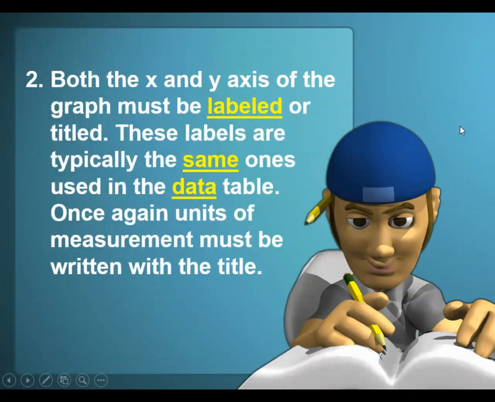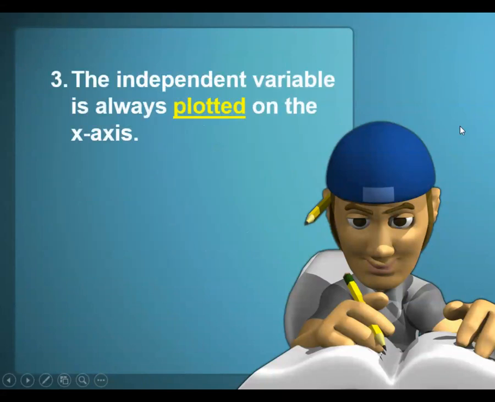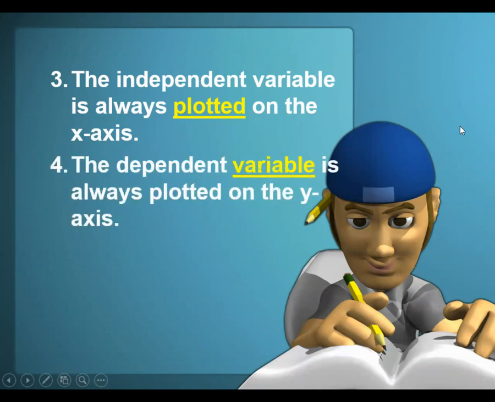And then both the x and y axis of the graph have to be labeled or titled with the exact same information from the data table. And these labels are typically, like I said, the same ones as used in the data table. Once again, you have to make sure you include your units. The independent variable is always plotted on the x-axis, that horizontal part. And the dependent variable is always plotted on the y.